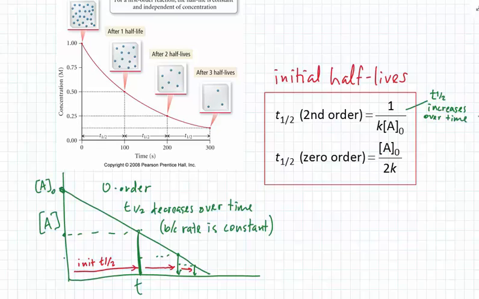And you can tell that based on where the concentration is in the fraction. Here, t1/2 is proportional to the concentration. It turns out there's a proportionality constant based on the rate constant in there. But as the concentration decreases, the half-life also decreases. But here, it's inverse. We got the concentration down in the bottom.